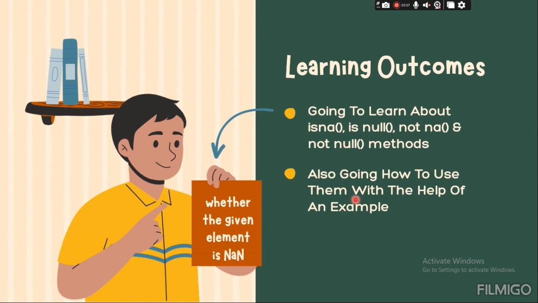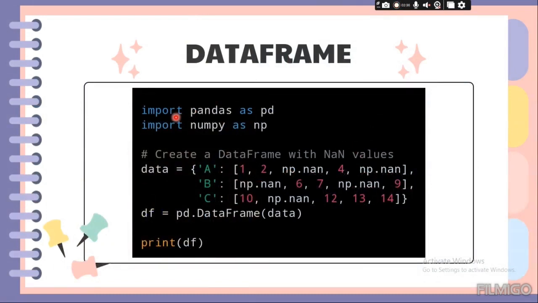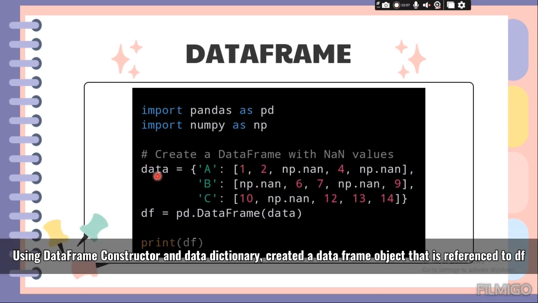And also, we are going to have a little bit of theory on these methods. Note one thing, for this entire video, we are going to use this data frame to explain the above said methods. So let's have a look at this program. In this program we imported NumPy and Pandas as np and pd. Using NumPy we inserted np.nan values in this dictionary called data, and using the Pandas DataFrame method and this dictionary called data we created a data frame and we stored that data frame object in the df variable.